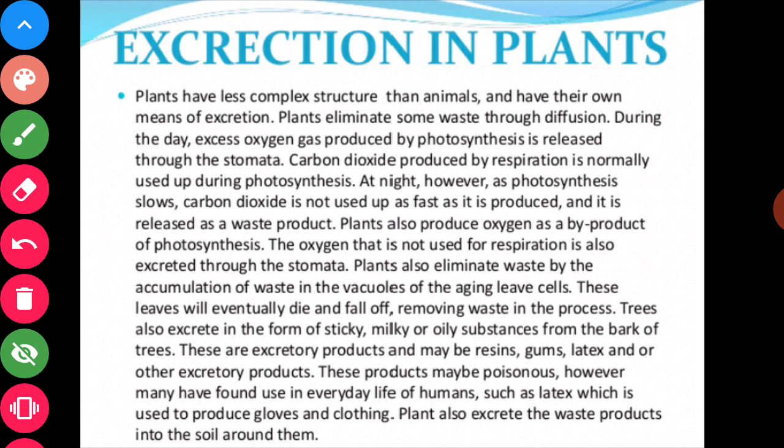Plants also eliminate wastes by accumulating them in the vacuoles. Vacuoles are the cell organelles present in the cells of plants. Leaves will eventually die and fall off, removing waste in this process.